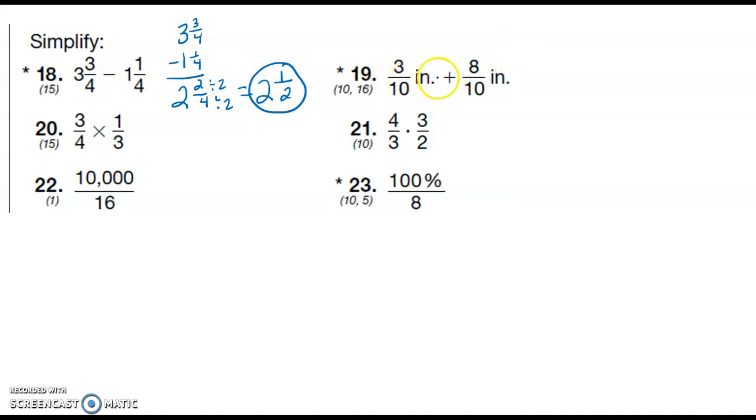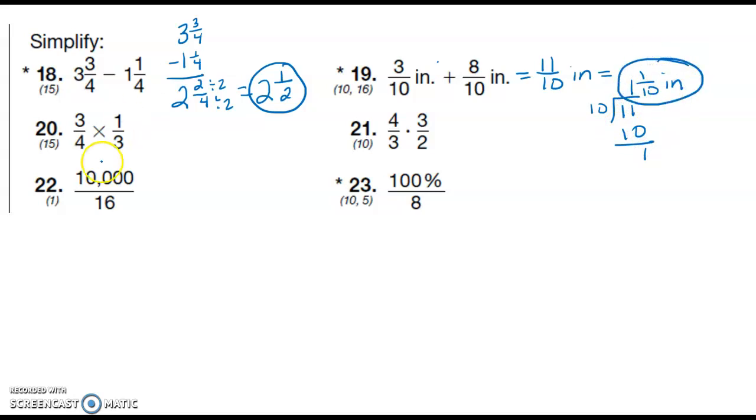19. 3/10 inches plus 8 inches gives me 11 over 10 inches, because I did 3 plus 8. Now I need to divide this out because I can't leave that as an improper fraction. 11 over 10 is 1 and 1/10 inches. All right, let me change colors.